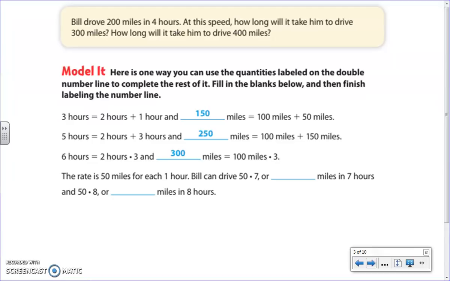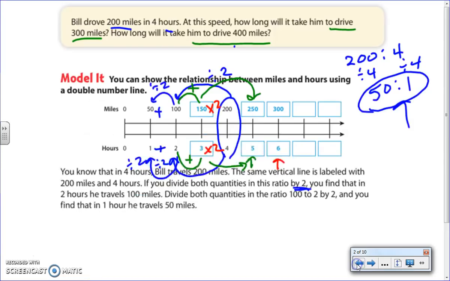It says the rate is 50 miles for each 1 hour. We call that the rate. The unit rate would be 50. Bill can drive 50 times 7 or blank miles in 7 hours, and 50 times 8 or blank miles in 8 hours. And so what they're saying is, okay, if I know that in 1 hour he can go 50 miles, then in 7 hours, that would be 50 times 7, which is 350.